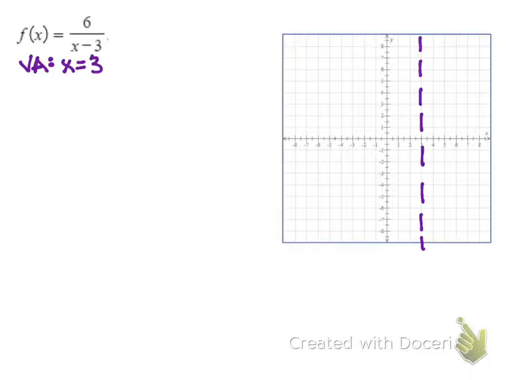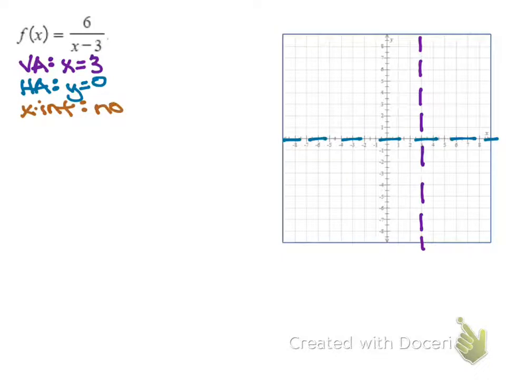For the horizontal asymptote, we have an x to the 0 in the numerator and an x to the first in the denominator. So it is bigger on bottom, and that's y equals 0. Next is the x-intercepts, and x-intercepts occur at zeros of the numerator. There is no way to make the numerator 0, so we have no x-intercepts.